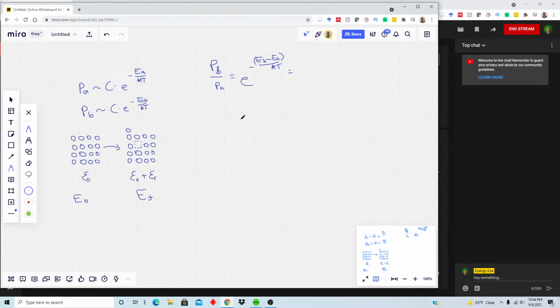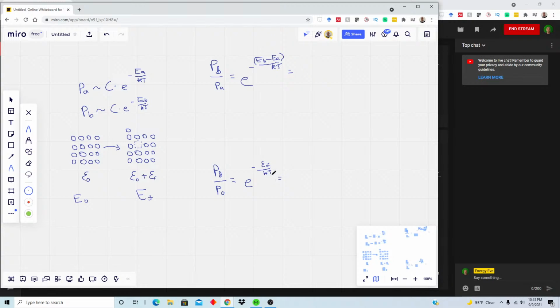When we look at the probability of a defect, probability of D with defect, versus the probability of having a pristine system, we find that we have this exponential minus, and the difference between these two is just this over kT. One might look at this and think, okay, this is basically going to be a ratio of how many defects you're going to have in a whole entire crystal.